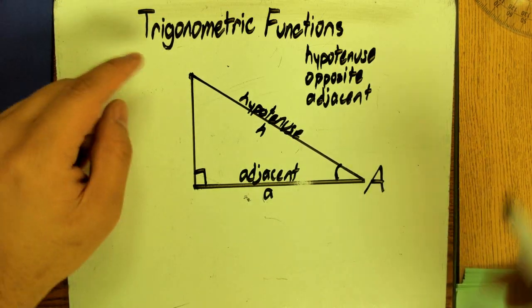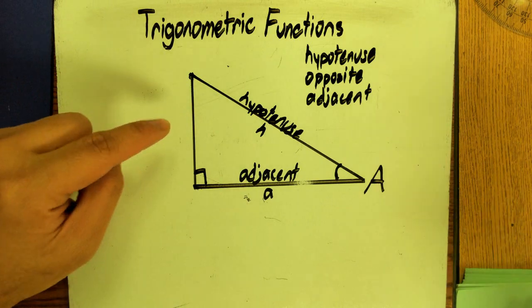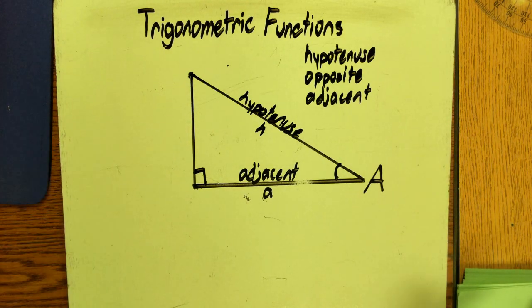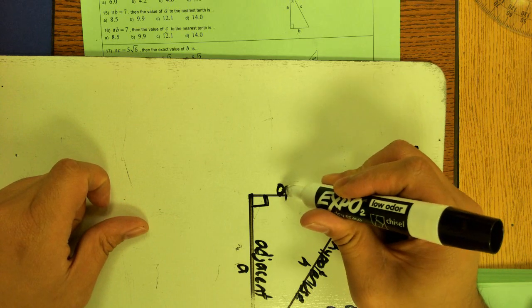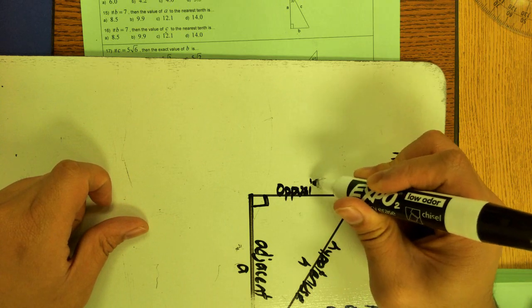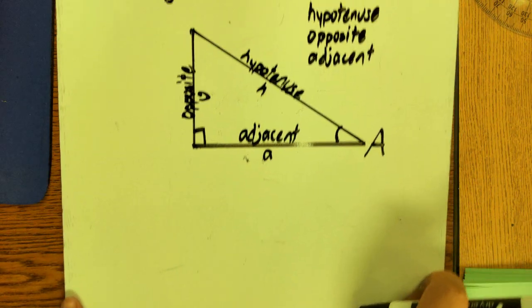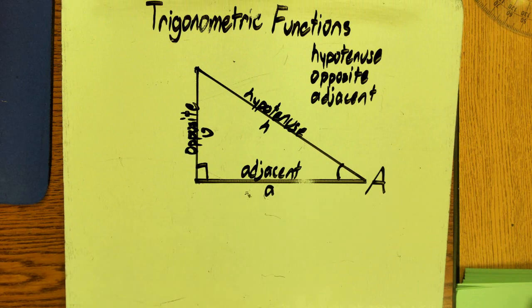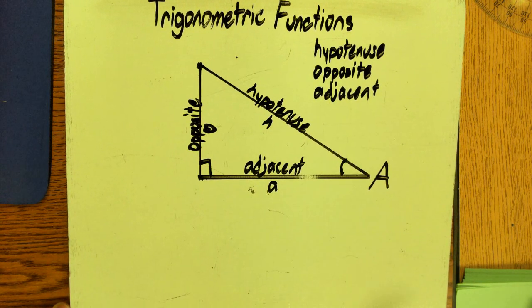And last up, opposite means the side that's away from the angle, the side that I'm not touching. So my opposite side is all the way over here. Opposite, and I'll call that O. So adjacent, opposite, and hypotenuse is very important to identify when we go to our trig functions.